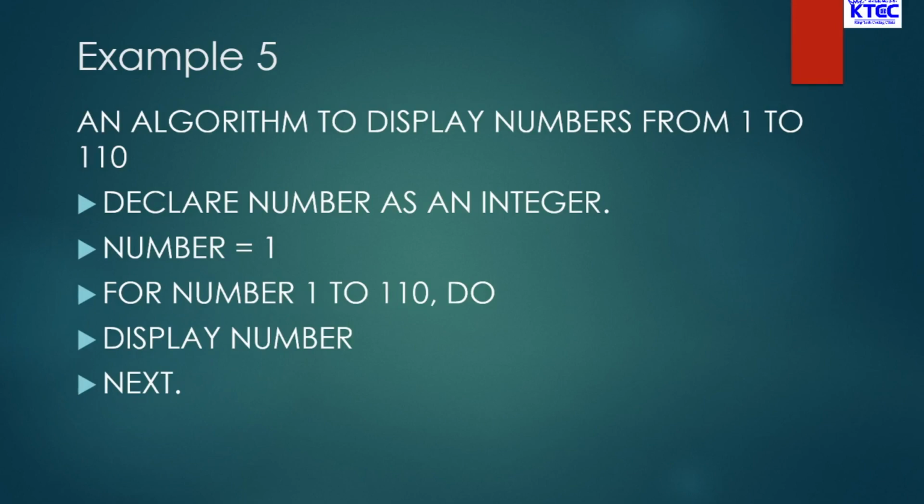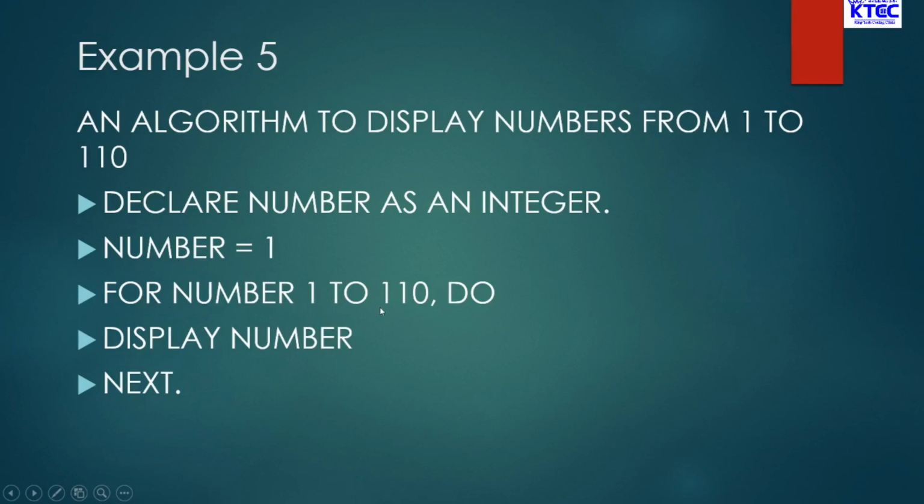With a for loop, we just summarize it here. So we declare the number as an integer. Number is equal to 1. For number from 1 to 110, do what? Display the number. So in the first iteration, it will display 1. Okay, then it will come back and check.